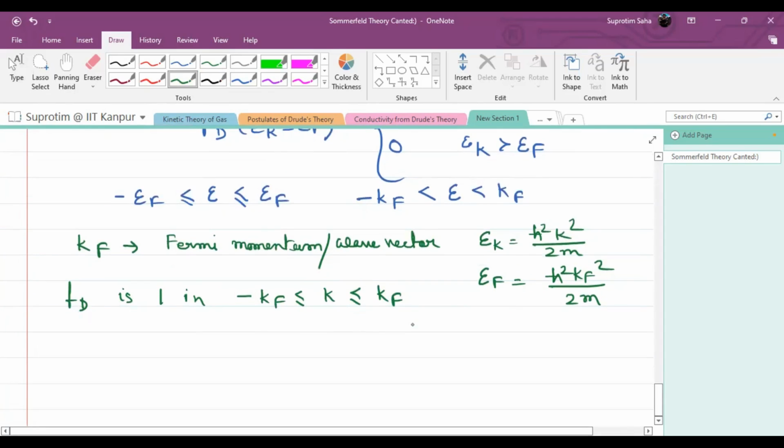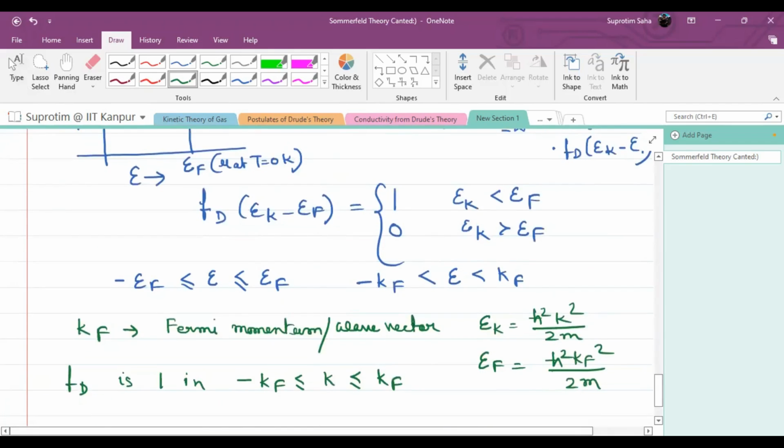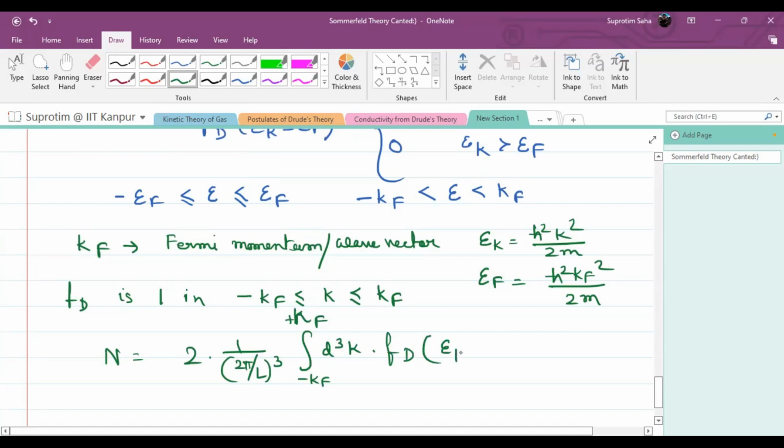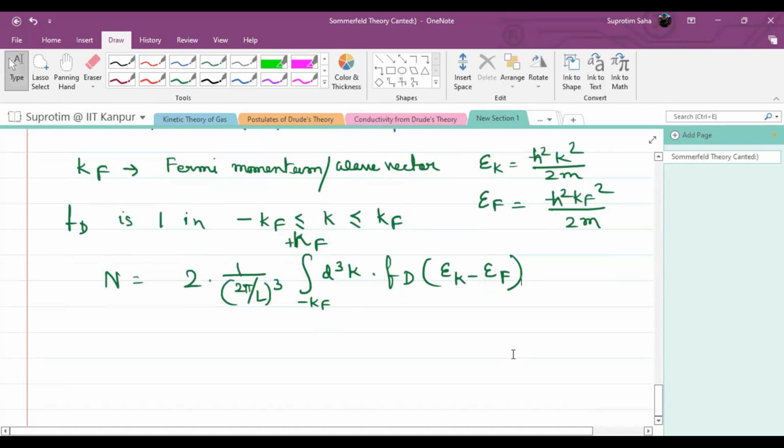So what we have is n equals 2 times 1 over (2 pi over L) whole cubed, times the integration from minus kf to plus kf of d cubed k, Fermi Dirac epsilon k minus epsilon f. So the integration is no longer over minus infinity to plus infinity, but over minus kf to plus kf. Now this is L cubed, so this goes in the numerator.